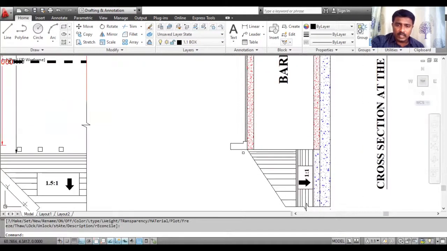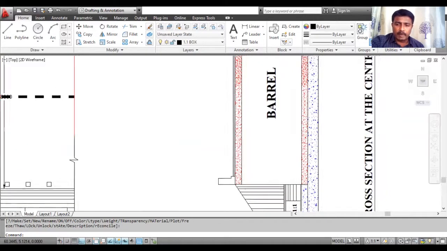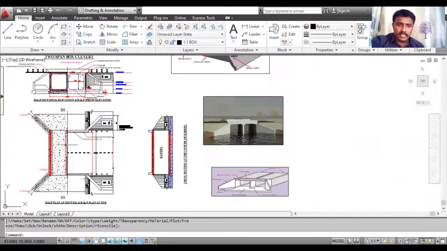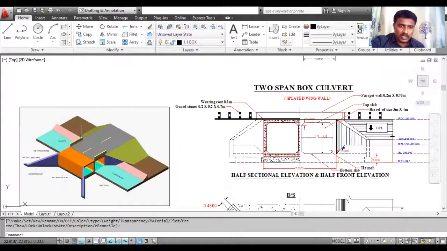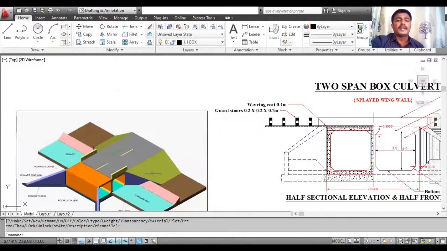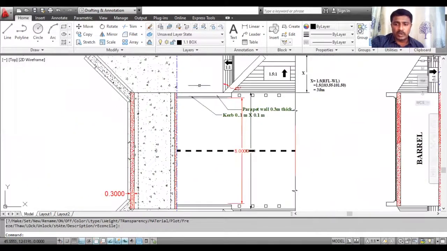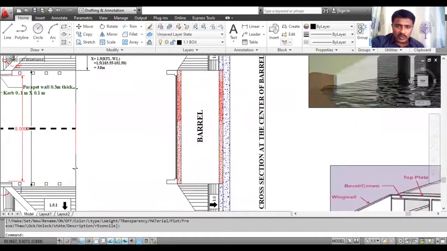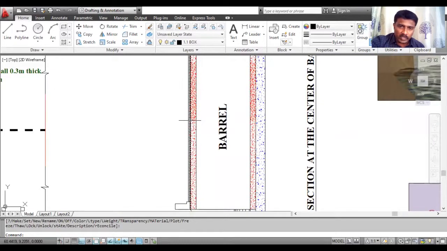So then here also you have to show the parapet wall. So at the center, when you cut, the height of the parapet wall is visible and the height of the curb is visible, and also you have to show the wearing course. So here I am showing wearing course of thickness equal to 0.1 meter.